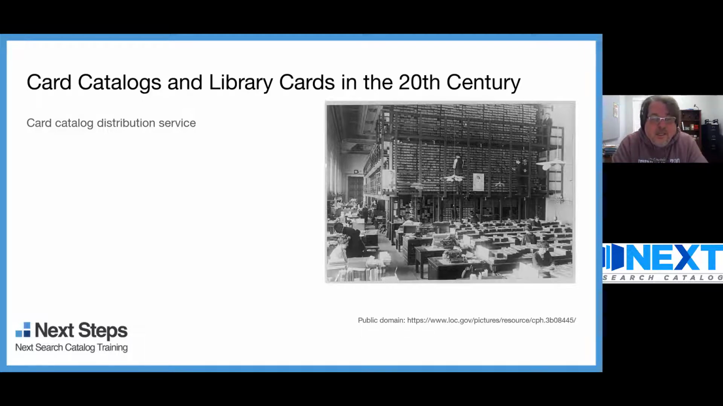And that way librarians at public libraries didn't have to catalog their own materials. They could just buy the cataloging, essentially. And what it did for the United States is it made card catalogs very consistent because the cards were all produced by this centralized organization. It was a pretty common practice.